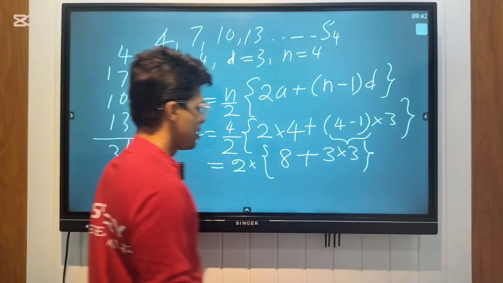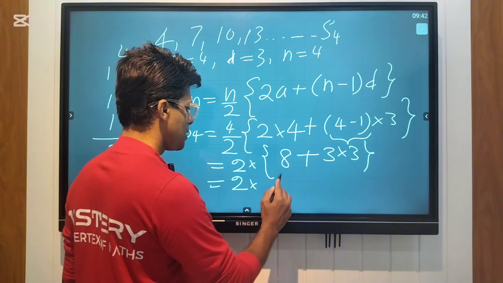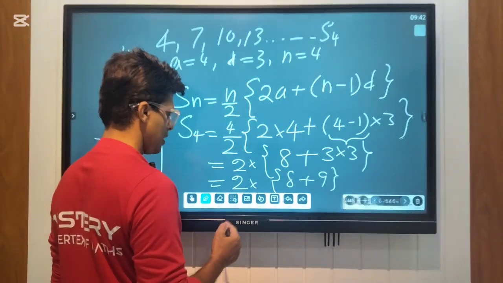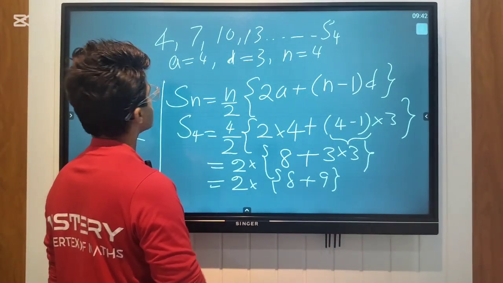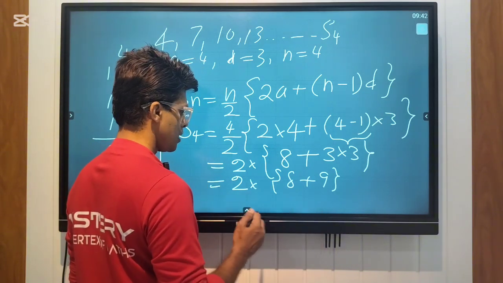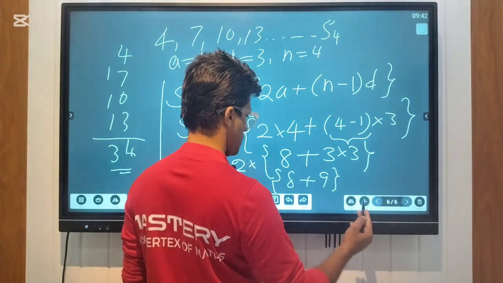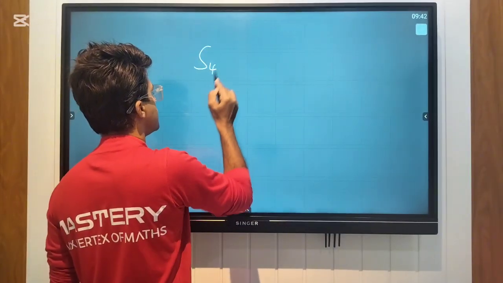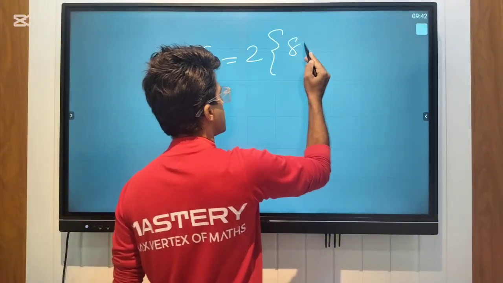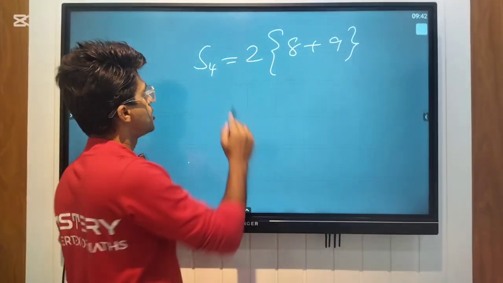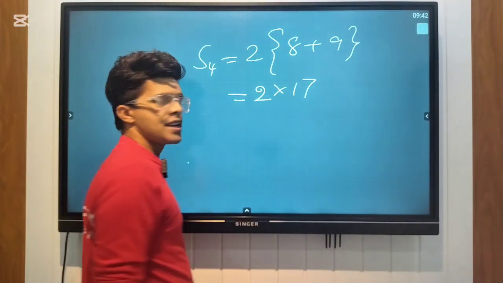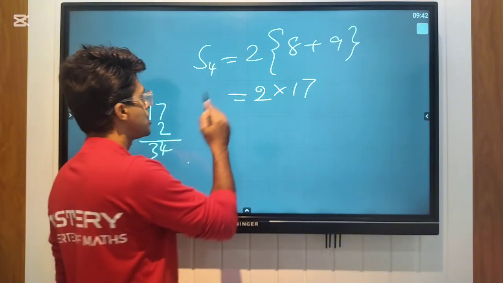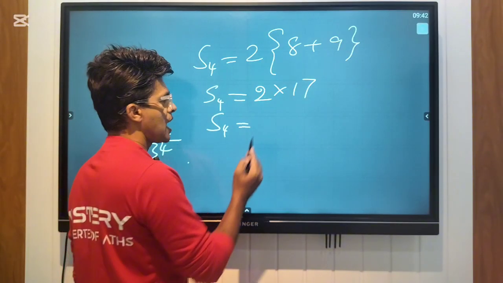3 times 3. So 2 into, then 8 plus 3 times 3 is 9, then S4 equals 2 into 8 plus 9. So 2 into 8 plus 9 is 17. 17 times 2 is 34. So S4 we could get as 34.